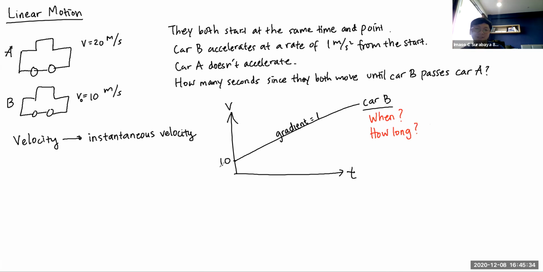We cannot say that because this 10 is called instantaneous velocity. So it is the velocity at some point in time, not for some duration of time. So we cannot say how long. We can say when, but we cannot ask how long because this is just instantaneous velocity.